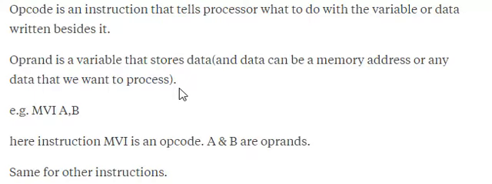So opcode is an instruction that tells the processor what to do with the variable or data written beside it. Operand is a variable that stores the data. That's it. Operand is a variable that stores the data, and data can be a memory address or any data we want to process.